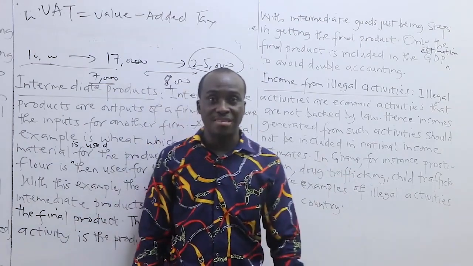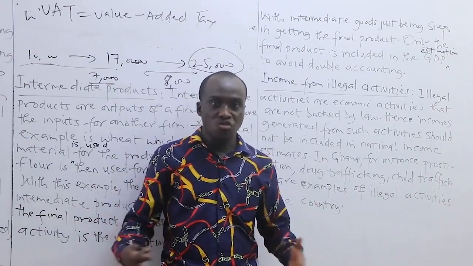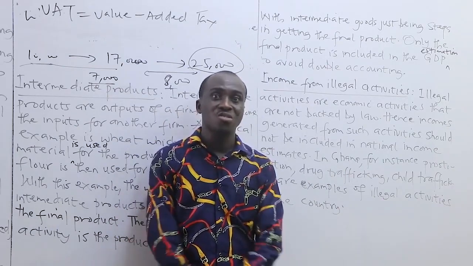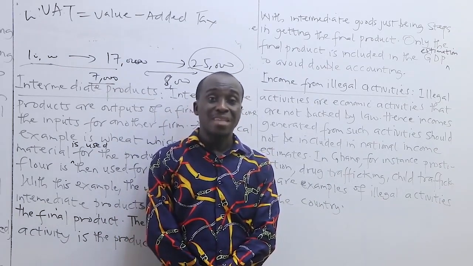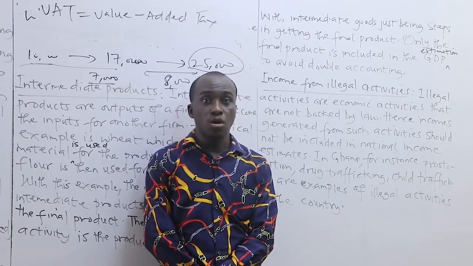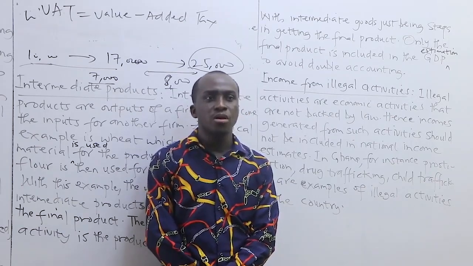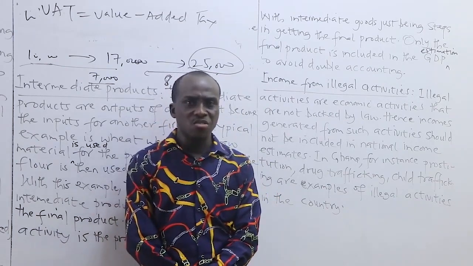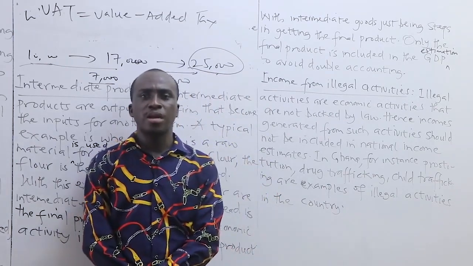Prostitution in some countries is legal. There are people who are prostitutes, they pay taxes, everything. But in Ghana, and in most African countries, prostitution is illegal. So these items are excluded from the estimation because they overestimate the GDP, and that does not give us a true reflection of how the economy is performing. So if you're doing estimation and you see these items, you shouldn't include them.